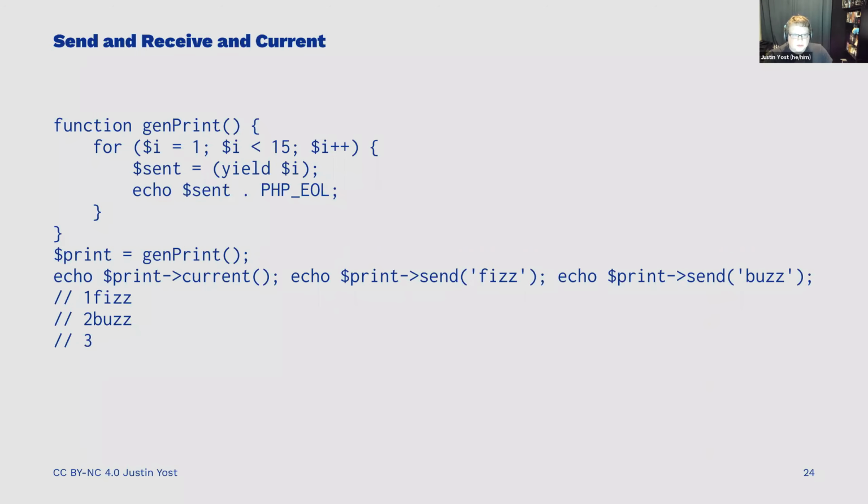So send, receive, and current. This is kind of the same sort of thing in case there's any confusion. I'm trying to clear up a little bit of what's going on here. Echo print current, right? 1 is the current, so we echo the 1. Pause the execution, echo print send fizz, push fizz in. Fizz becomes the sent, fizz PHP end of line. We loop back around, we yield the 2. Because we're at a yield, we pause the execution of the function, wait for something to tell the generator to do something. In this case, when we call echo print send buzz, that tells the generator to do something, kicks it back off, buzz becomes sent, echo buzz and PHP end of line, loop back around, and we yield I, which is 3 here.